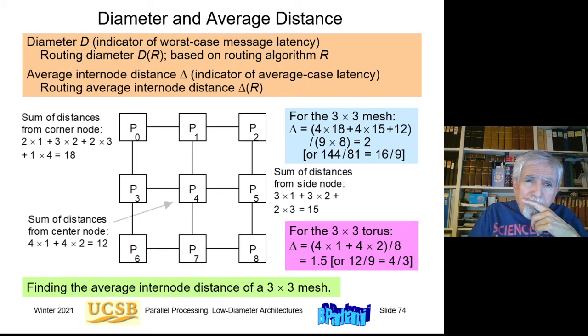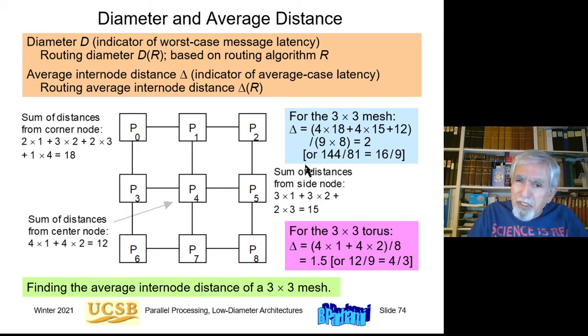Okay, let's take this corner node. The sum of distances from this corner node to the other nodes: the distances are 1 to 2 of the nodes. There are 2 to 3 nodes, to this one, to this one, and to this one. So these 3 nodes are distance 2. These 2 nodes are distance 3, and this single node is distance 4. So the sum of distances from P0 to all other nodes is 18. Similarly, the sum of distances from this side node to all other nodes is easily computed to be 15. And the sum of distances from the center node to all other nodes is 12.